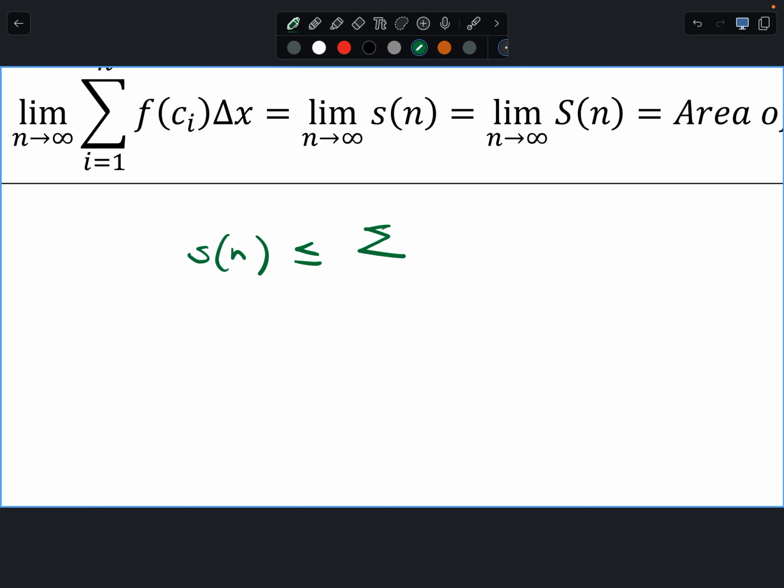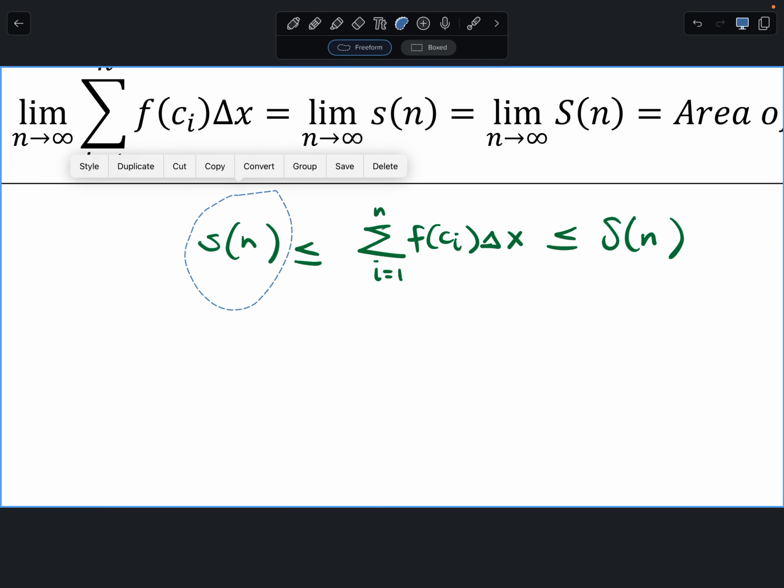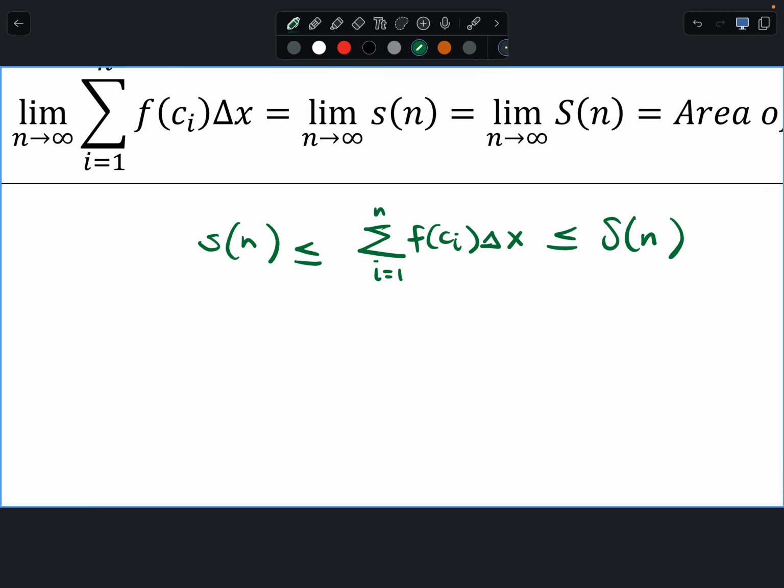C sub i, what the function is being evaluated at for finding the height of each rectangle, is going to be 1, that's a, plus delta x times i, so plus 2i over n. So setting this up, area is going to be equal to the limit as n approaches infinity of the sum from i equals 1 to n of f of 1 plus 2i over n times 2 over n. So this is the height of each rectangle, times the width of each rectangle.